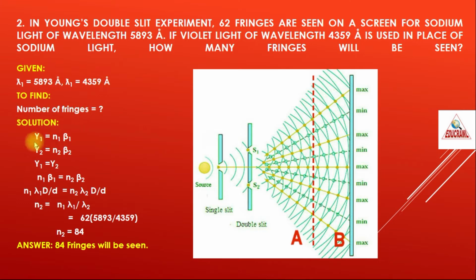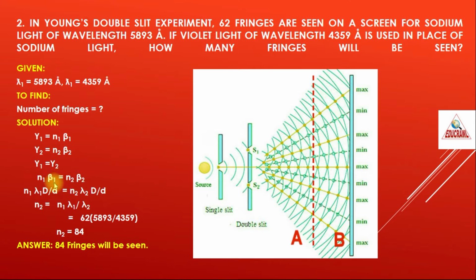We start the solution with the formula y1 is equal to n1 into beta 1, y2 is equal to n2 into beta 2, where y1 is the distance at which you get the fringes for the first wavelength. Similarly, y2 is the distance at which you get the fringes for the second wavelength. The distance at which you get the fringes will be the same. y1 will be equal to y2 only. Hence, equating the expression you get n1 into beta 1 is equal to n2 into beta 2.